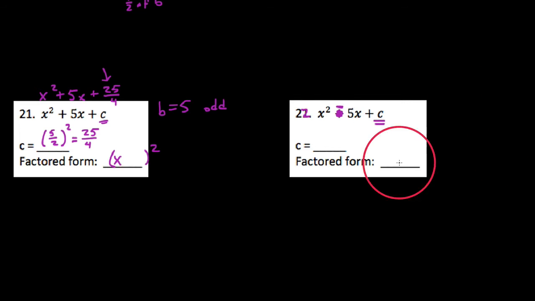But anybody that listened to a completing the square video can tell you that whatever goes in here is always just half of that middle term. So if my middle term is 5, then I'm going to say this is a positive 5 over 2. So my factored form is just x plus 5 halves squared.